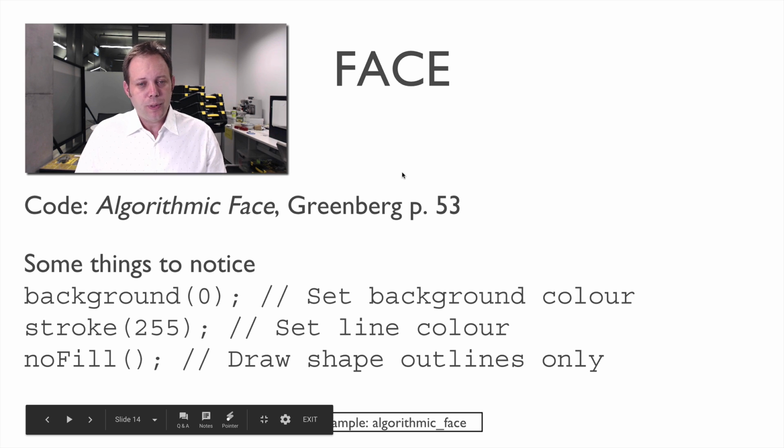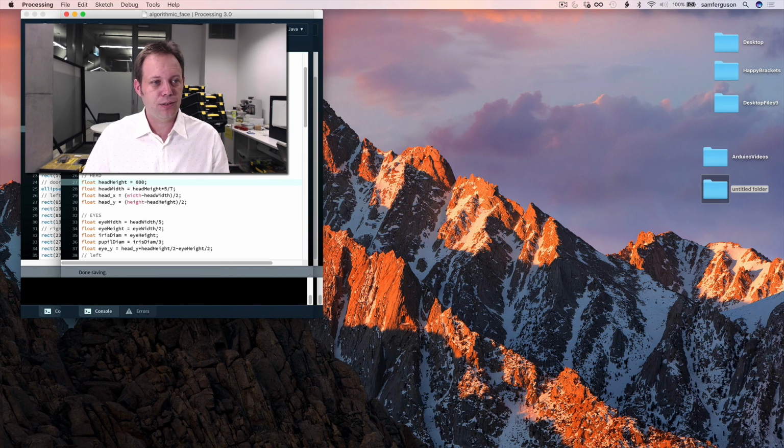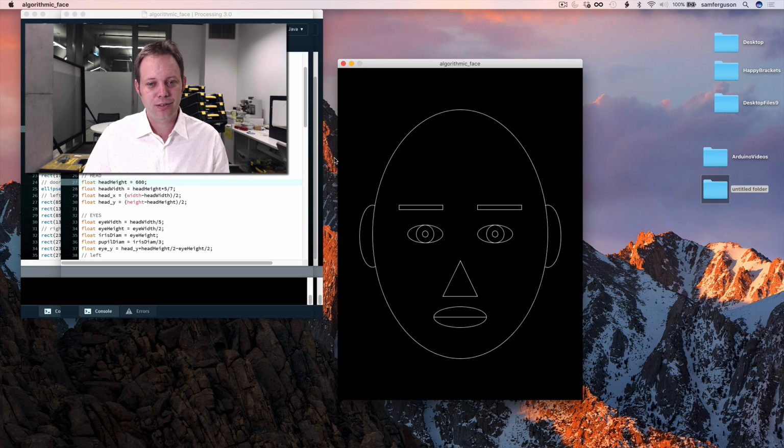So the next example, or the other example, is an algorithmic face. This is basically just a simple face, and if we take a look at it, you'll see it has eyes, you can see pupils, so there's an ellipse with a circle and a circle. There's a rectangle for the eyebrow, a triangle for the nose, and a couple of arcs for the mouth. And there's an arc there, and there's a big ellipse for the head.